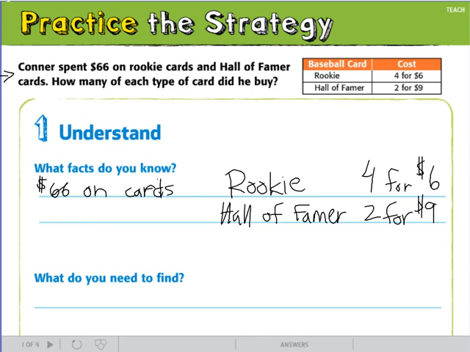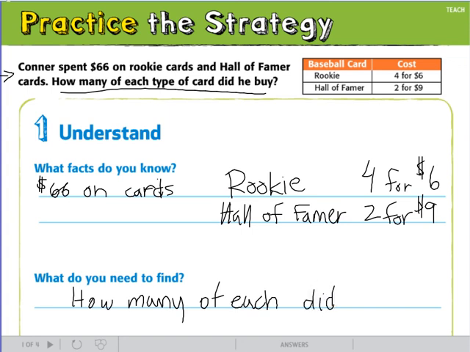So this is what we need to know. How many of each type of card did he buy? So what do we need to find? How many of each type of card did he buy? That's what we want to know. So we're going to start figuring this out.